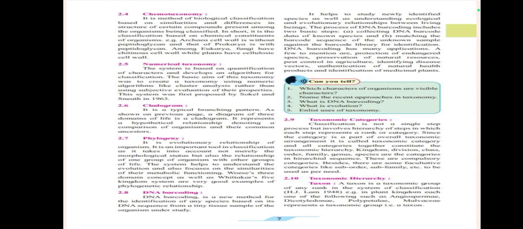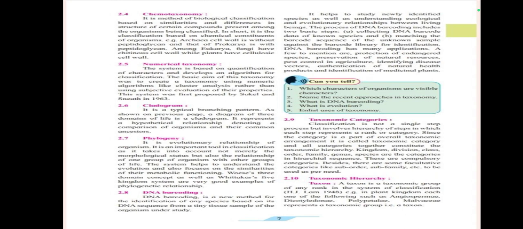Kingdom, division, class, order, family, genus, species are the categories of hierarchical sequence. These are compulsory categories. Besides, there are some facultative categories like suborder, subfamily, etc. to be used as per need.